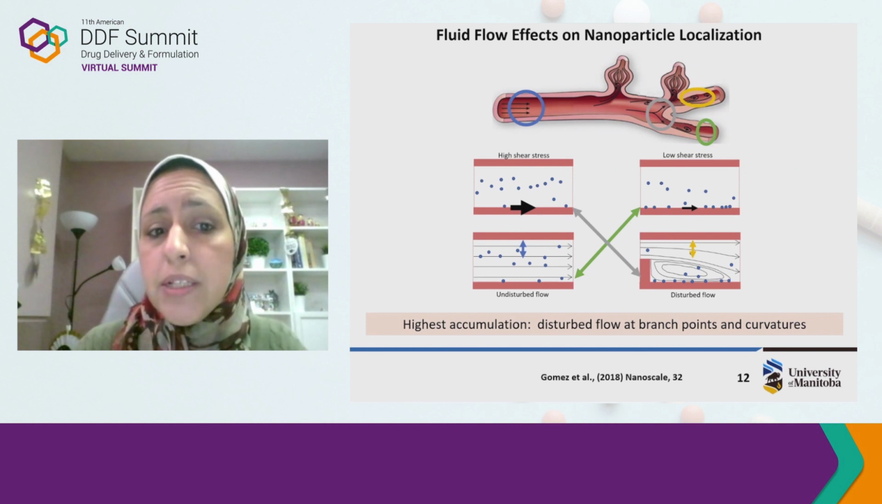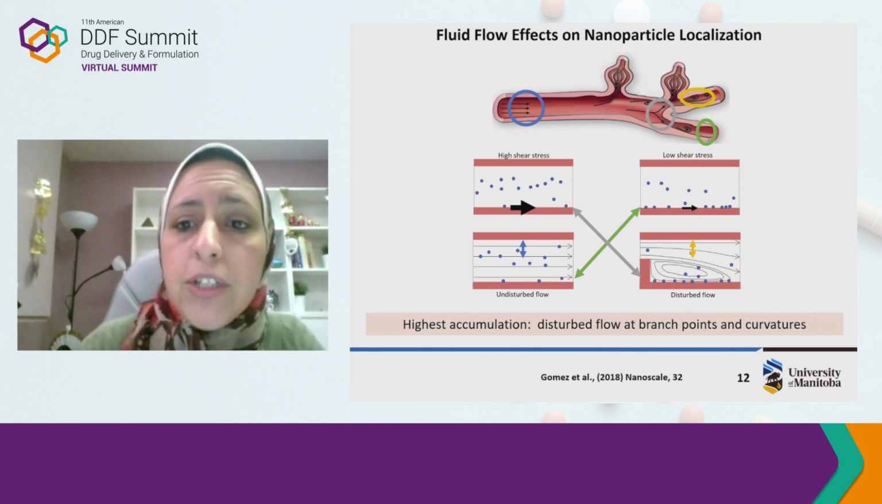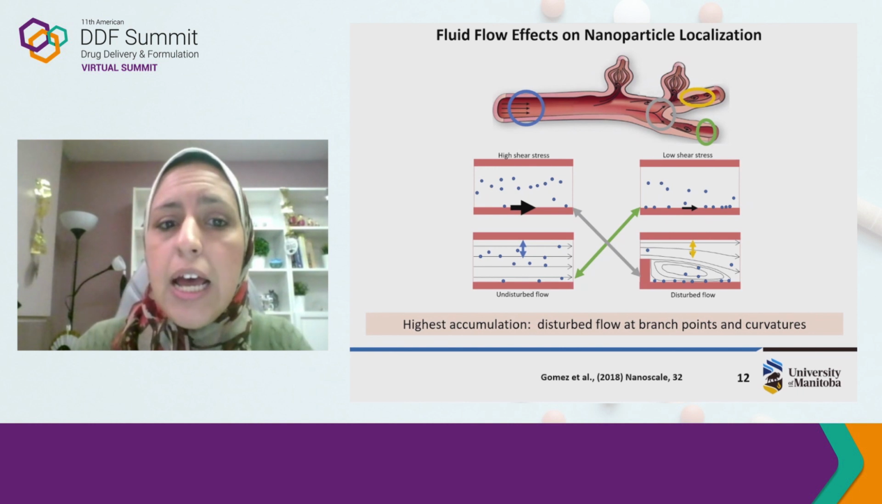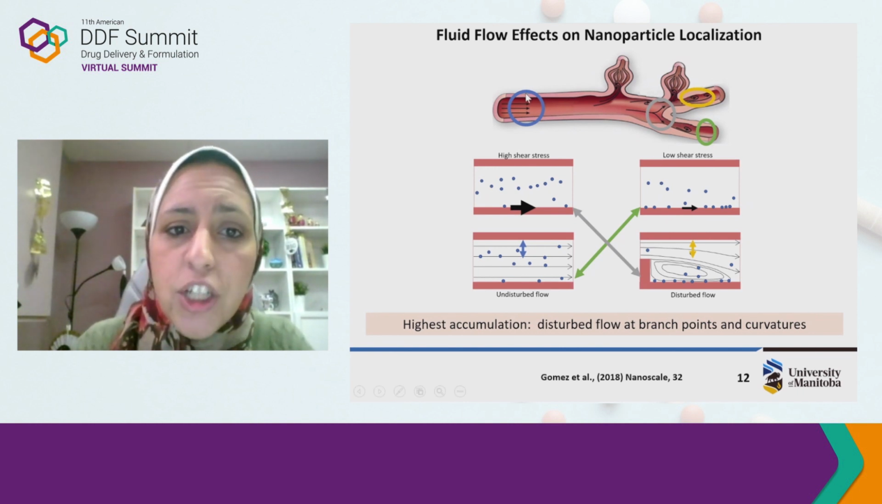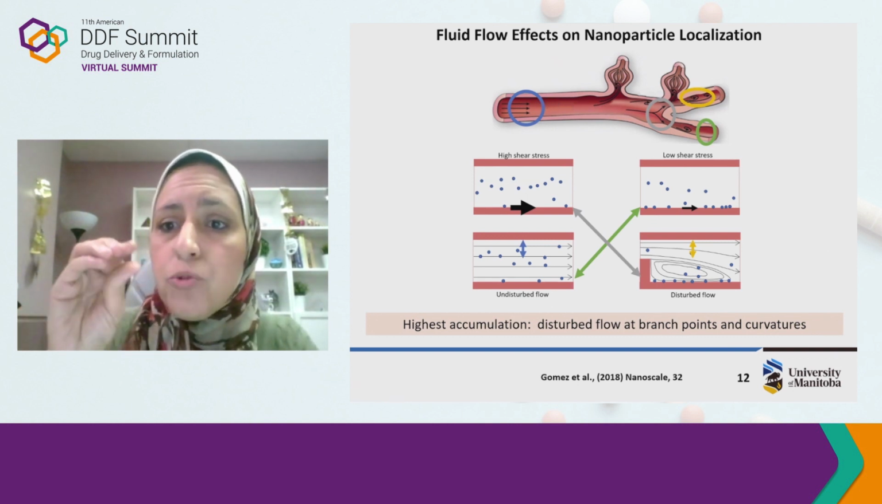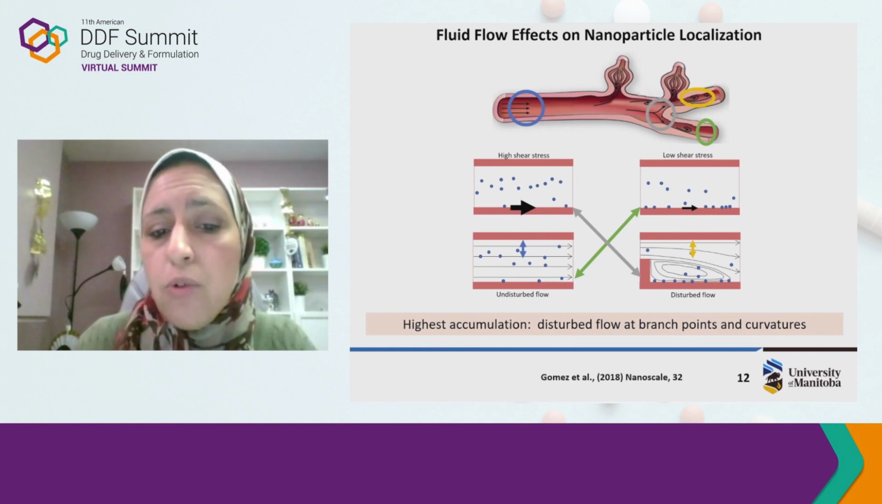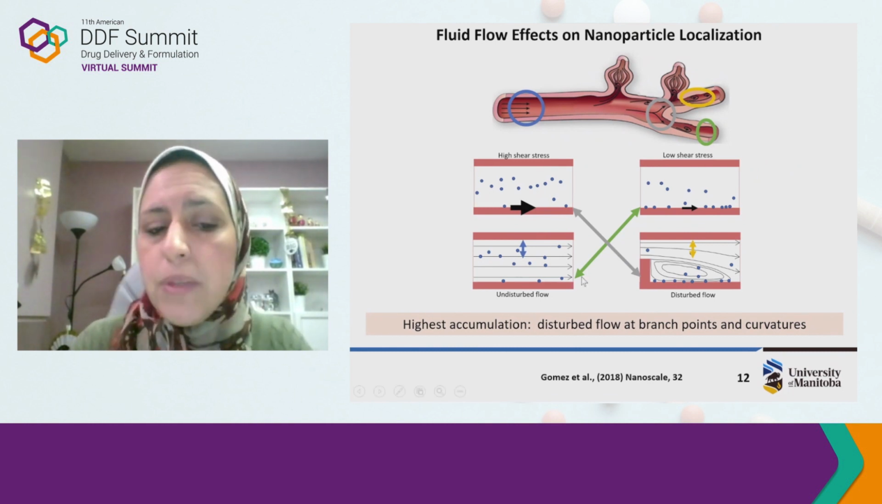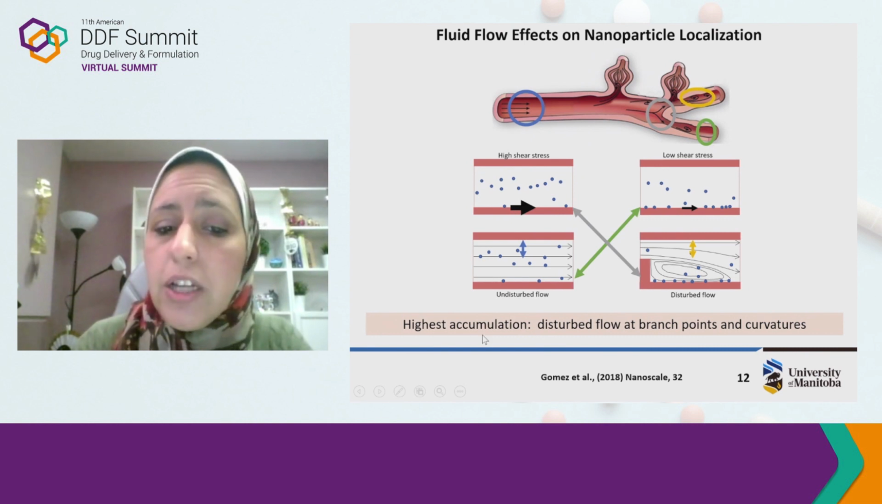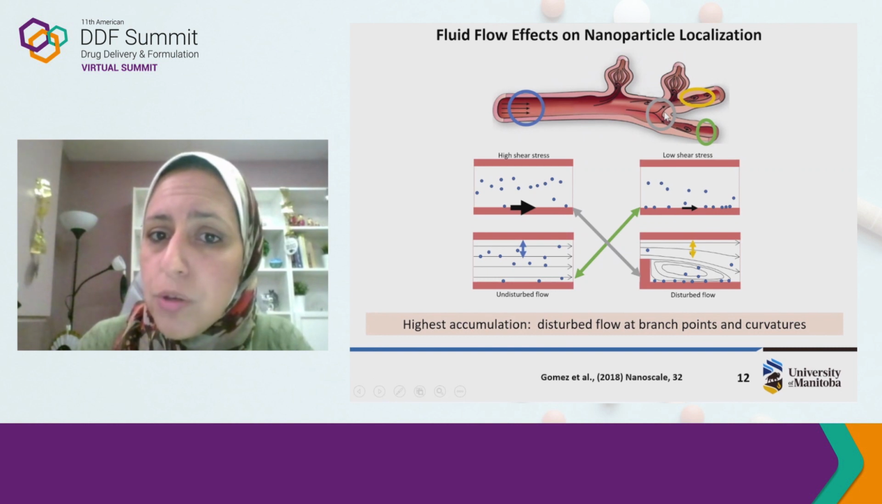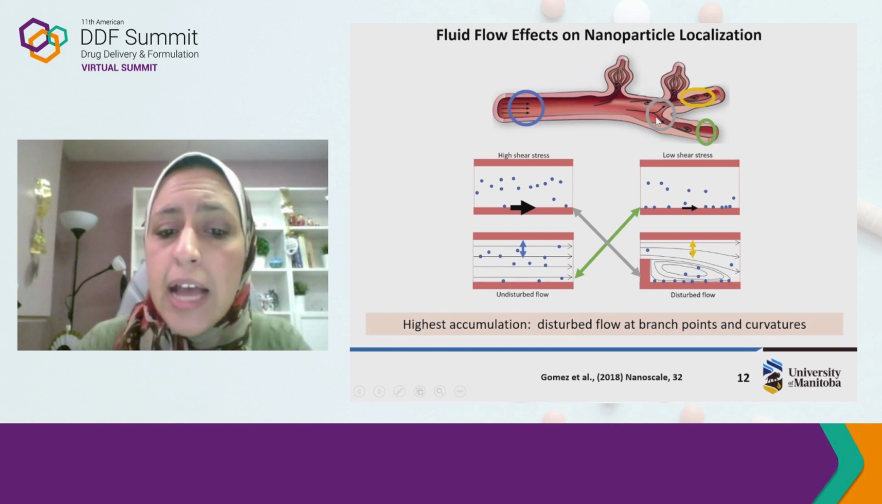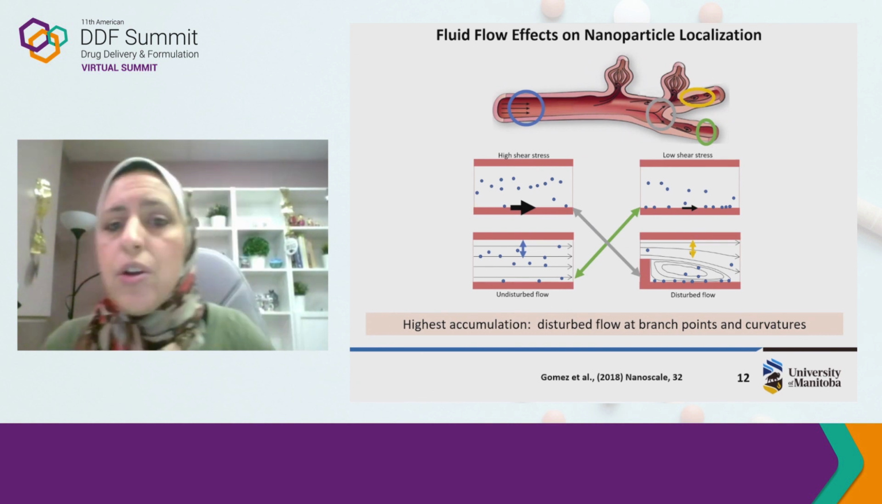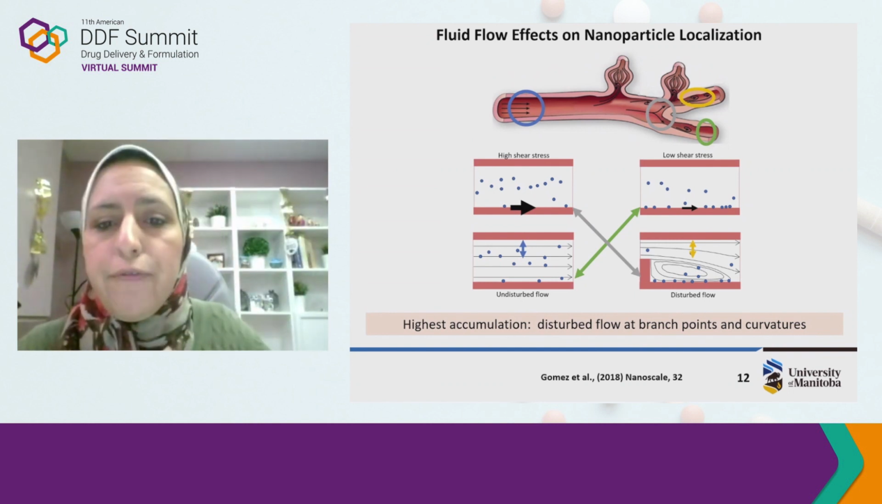So we did several experiments, and using some flow dynamics simulation, we could really analyze the shear forces at different locations inside the vessels, and really translate this into quantitative numbers. And what we could conclude from the study is that we found the highest accumulation of the nanoparticles in areas of branching, where there is some disturbance in the flow and sometimes circulating flow, as well as when they're within a specific range of shear forces.